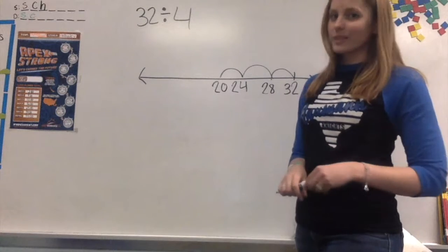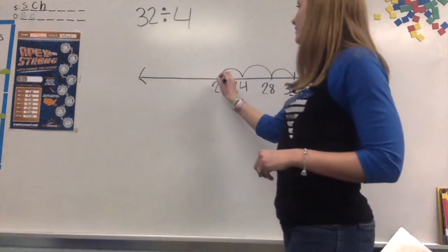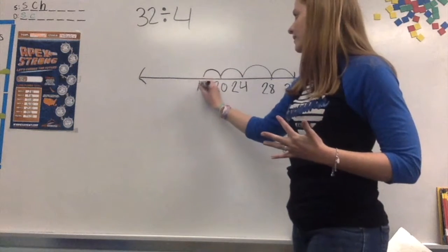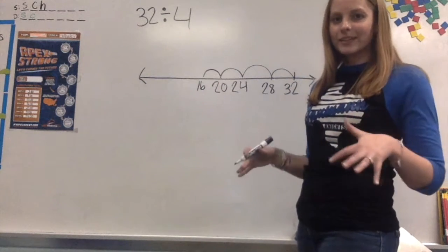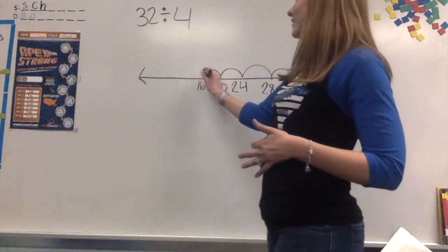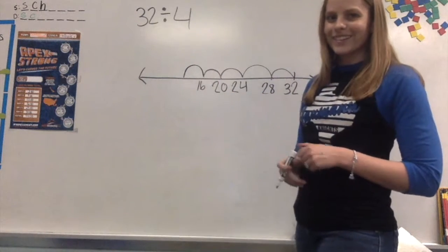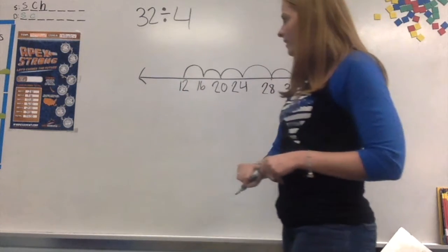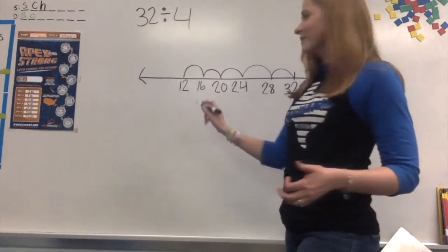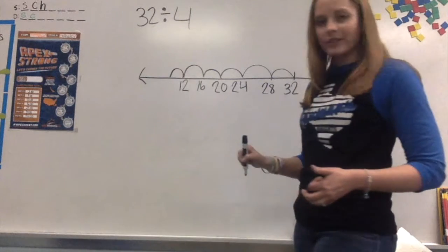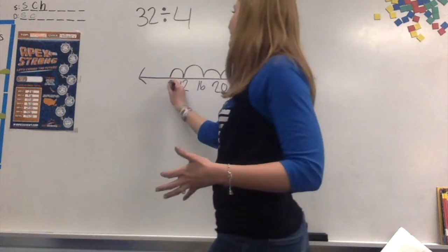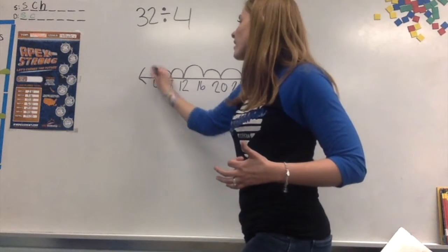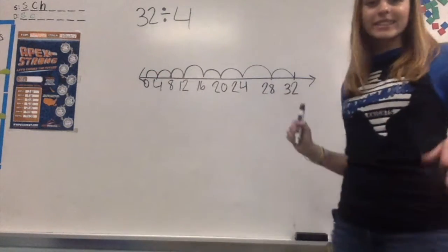Okay, we're on our way, but we're still not at 0. Let's try another one. Another hop of 4 from 20 back to 16. Okay, we're getting closer. Another hop of 4. Where would I be? 12. Okay, we're going to keep going. We're almost there. Another hop back of 4 would be 8. And then we're at 4. And then we made it to 0.